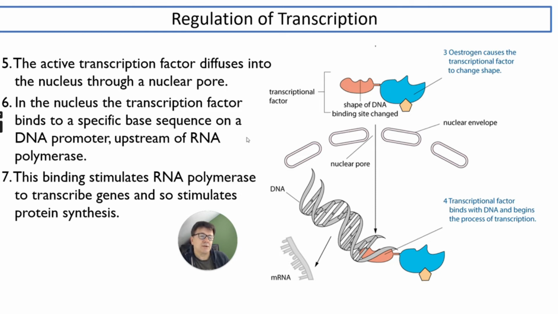In the nucleus, the transcription factor, you can see, binds to a specific base sequence on a DNA promoter upstream of RNA polymerase, and then this binding stimulates RNA polymerase to start transcribing the gene, and so it stimulates protein synthesis, which you can see with the production of mRNA.